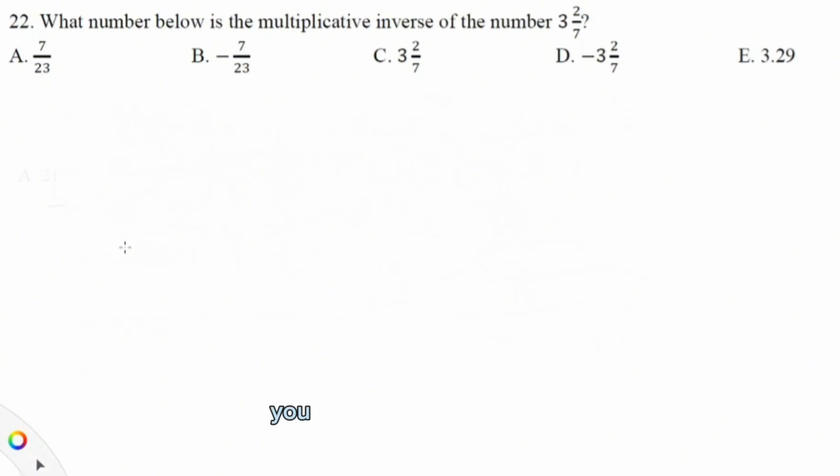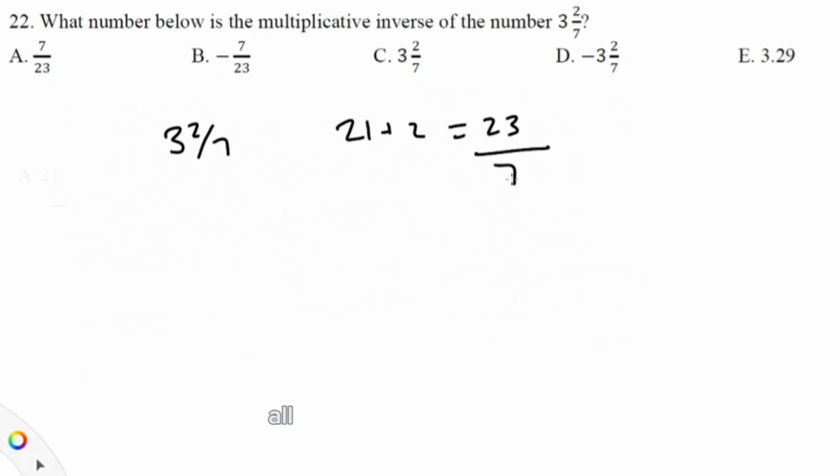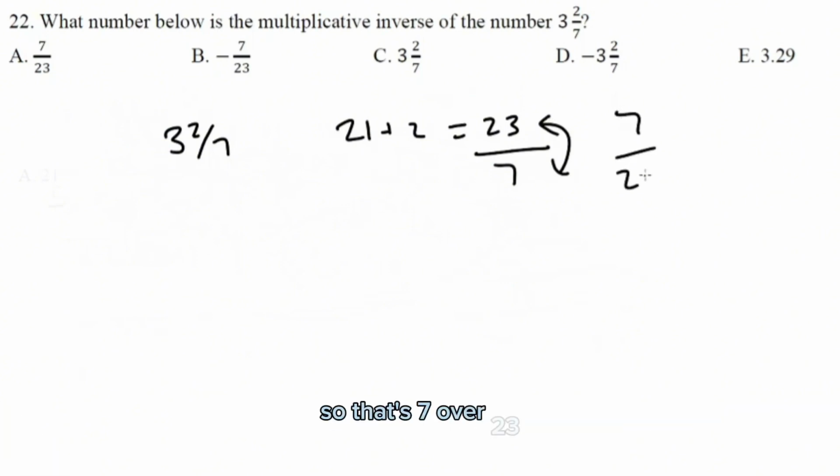Next, what number below is the multiplicative inverse of the number 3 and 2/7? For this problem, you just need to know what the multiplicative inverse means. The multiplicative inverse, otherwise known as the reciprocal, is just when you switch the numerator and the denominator. So let's first turn this mixed number of 3 and 2/7 into an improper fraction. We multiply the denominator and the mixed number in front, which is 21, and we just add the numerator, which is 23. Now we put this over the original denominator, so that's 23 over 7. All we have to do is switch the numerator and denominator now, so that's 7 over 23, and that's your answer.